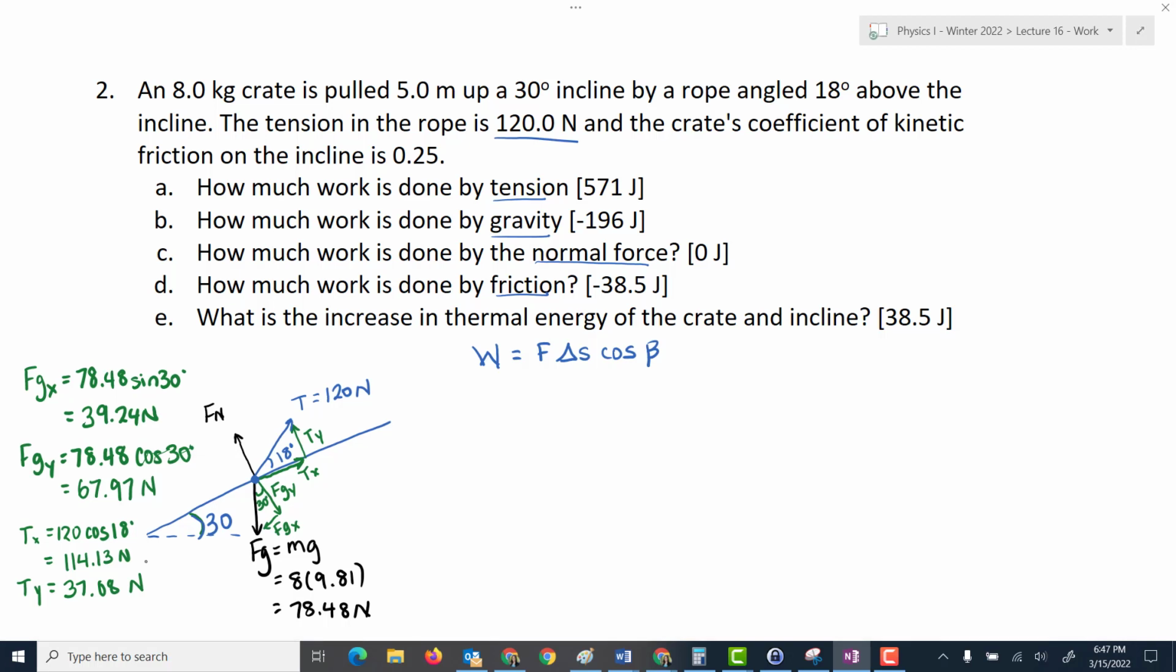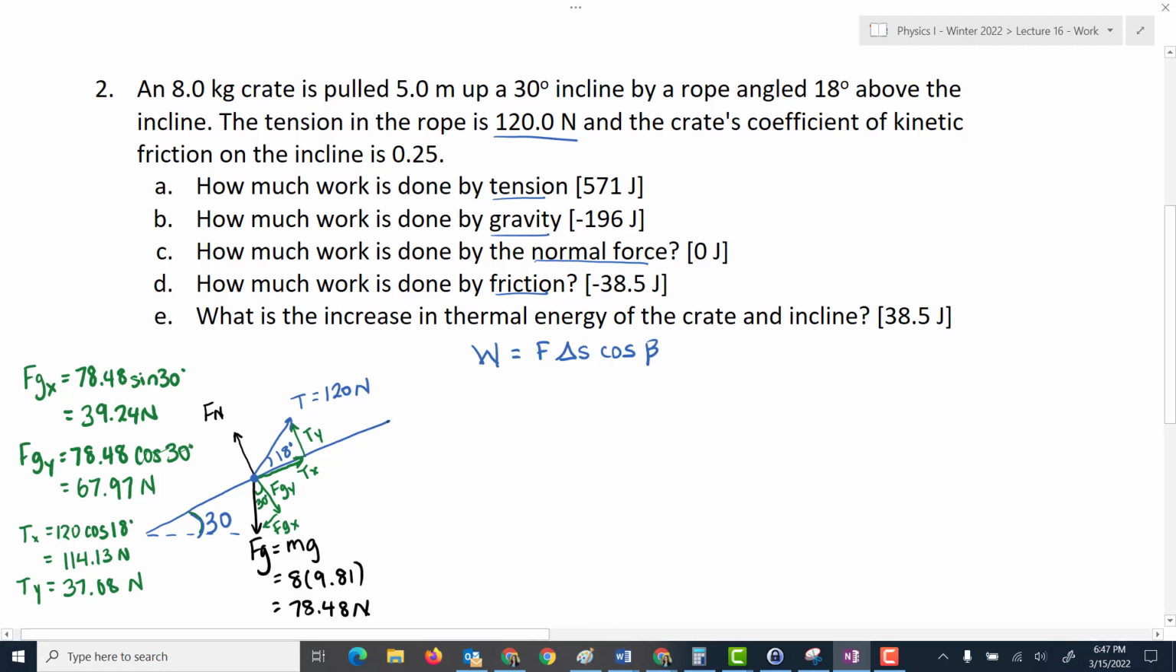The normal force is the one that I'm going to figure out next. And because I know that this object is moving up the ramp, it's only moving in this direction here, which we'll say is the x direction.